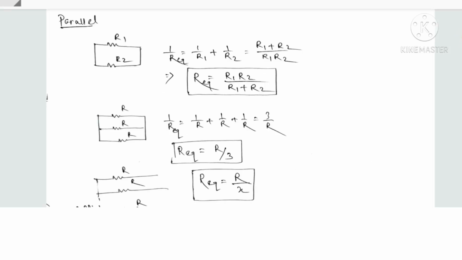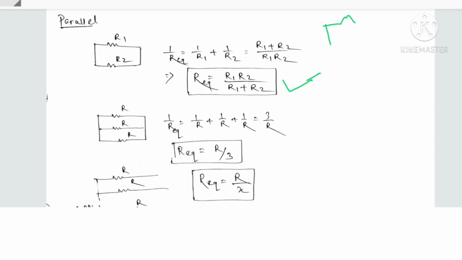If two resistors R1 and R2 are connected in parallel, we can find the R equivalent formula. 1 by R is equal to 1 by R1 plus 1 by R2, that is R1 plus R2 by R1 R2. So that means R equivalent is equal to R1 R2 by R1 plus R2. So you can directly apply this formula, R1 R2 by R1 plus R2.